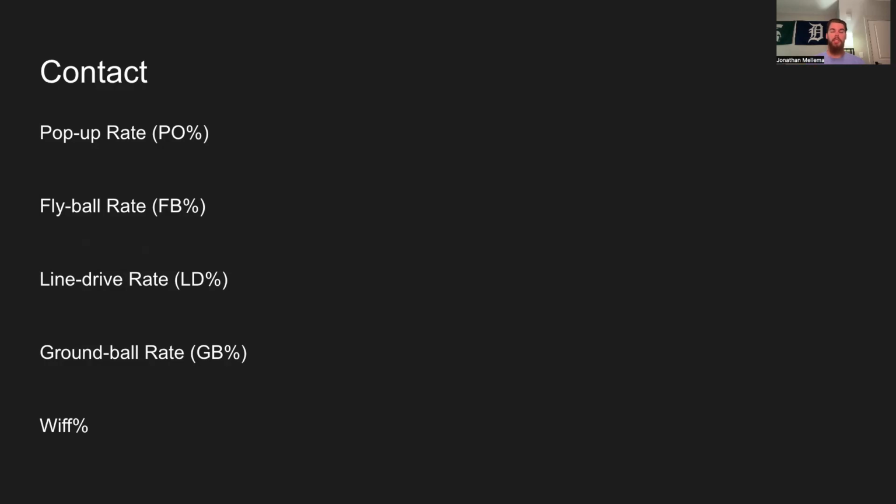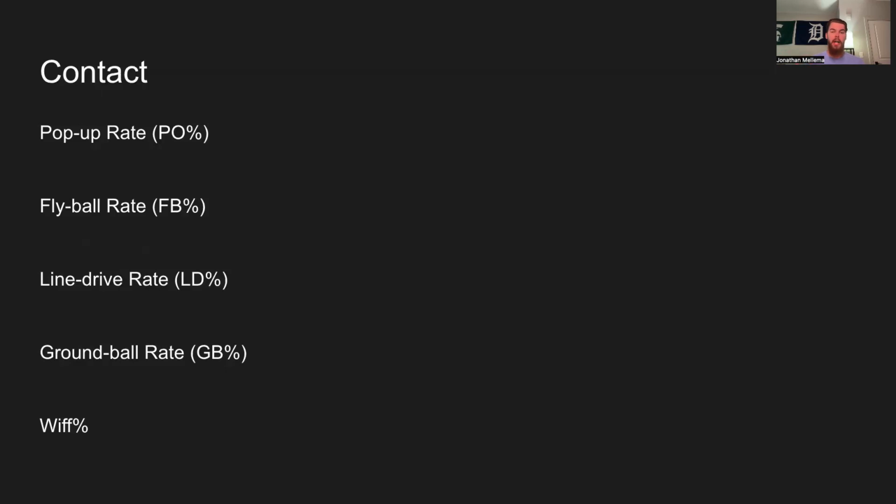So a lot of pitchers, besides trying to be a power pitcher and a strikeout guy, you will see guys try to be ground ball pitchers because ground balls don't normally lead to a lot of runs. Fly balls can because of home runs and extra base hits, or line drives also can. Whiff percentage is how often a pitcher will throw a pitch that a batter will swing and miss at, how often they induce a swing and a miss. So that is useful to know.